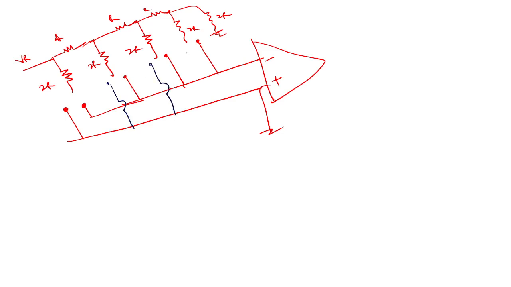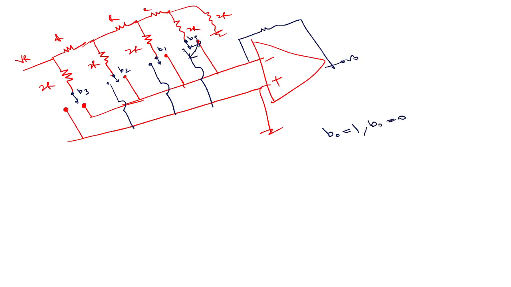Such a simple network. You see this? B3, B2, B1, B0. If B0 is 1, then you connect it to the output side and you steer the current to the output. If B0 is 0, then you steer the current to the ground. So no current is going out because of this resistor R, right? That's why it is called current steering.